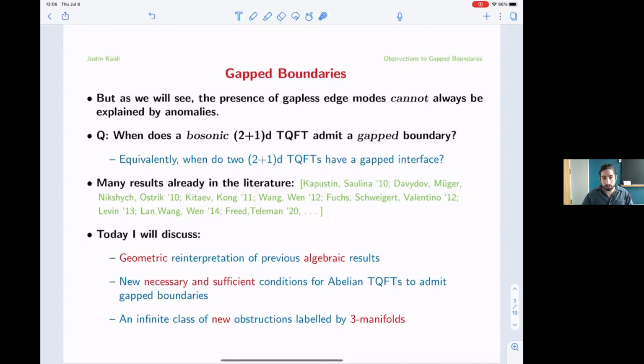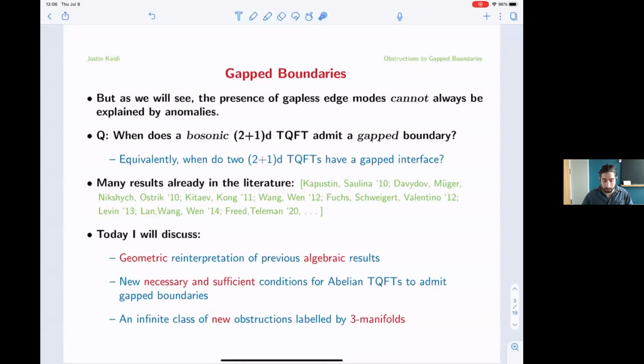Okay, and then after having done so, I'm going to move on and present to you some new necessary and sufficient conditions for an Abelian TQFT to admit a gap bound. Now I should emphasize the word new here. There actually already exist some necessary and sufficient conditions out in the literature, for example, due to these authors. But one of the nice things about our conditions is that they're going to be very highly computable. And so they're going to, in practice, be much easier to work with than, say, some of the previous conditions.